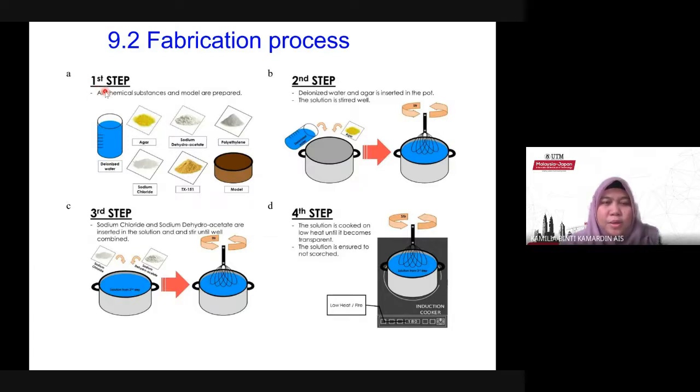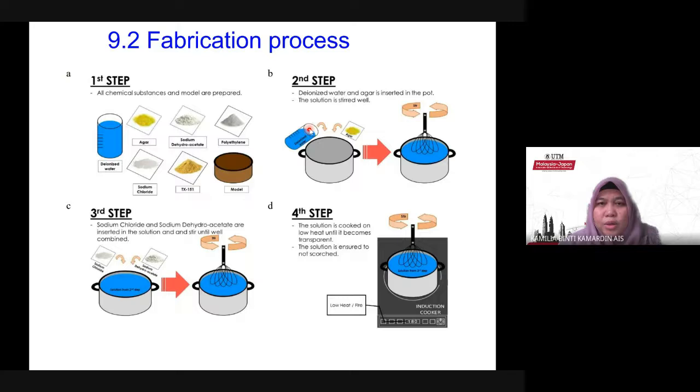So the first step is to weigh and prepare all the required chemical substances, and also to prepare the mold to put the phantom. So again, we have the deionized water, the agar, the sodium dehydroacetate, the polyethylene, sodium chloride, and the TX151, or we can use xanthan gum.